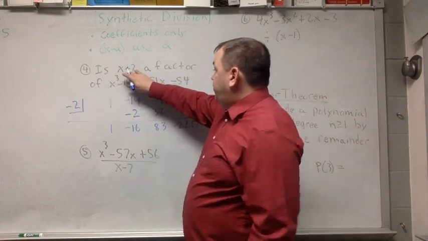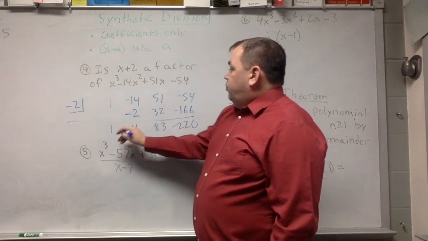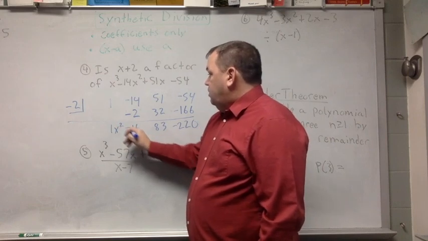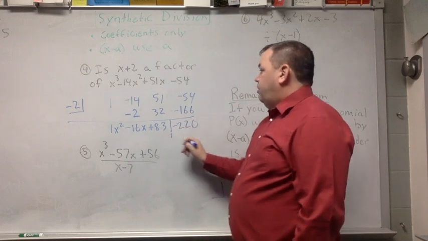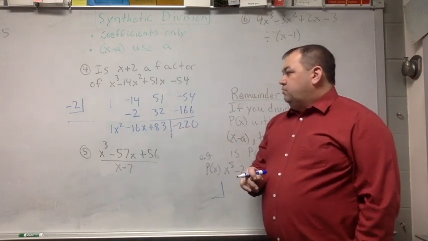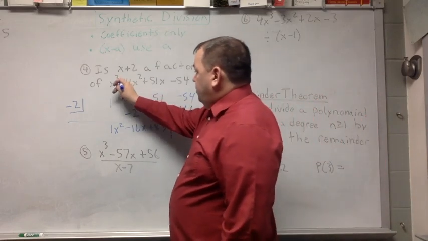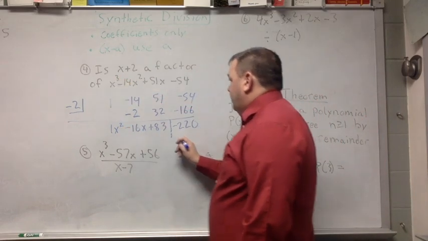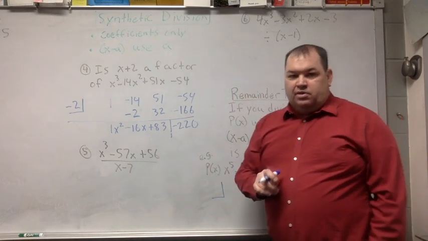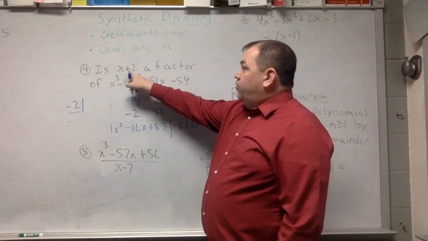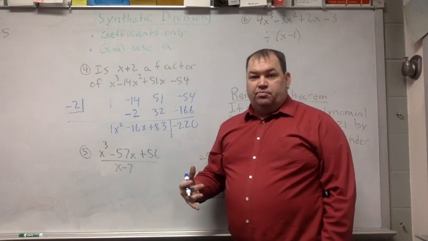So it asked if this is a factor. We took a cubic. We took out a linear. So this cubic is now a quadratic. And this last number here, that's our remainder. Okay, I'll say that again. We go from a cubic down to a quadratic, and the last number that's sitting here, that's our remainder. So that tells me that, no, this is not a factor because my remainder was not 0.